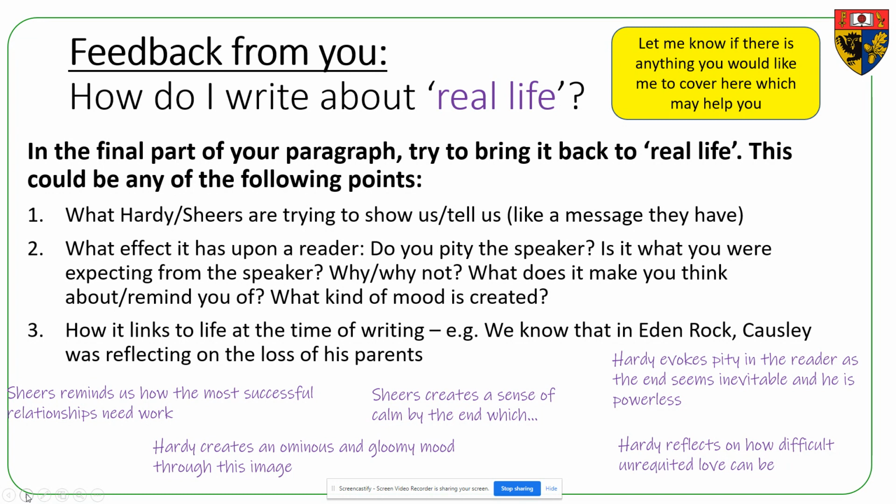So Shears reminds us how the most successful relationships need work. Hardy creates an ominous and gloomy mood through this image. Shears creates a sense of calm by the end, which Hardy evokes, so that all evokes means is to kind of draw out of someone. So Hardy draws out pity in the reader. Hardy evokes pity in the reader as the end seems inevitable and he is powerless. And Hardy reflects on how difficult unrequited love can be. So feel free to use and steal those sentences, guys. You can pop them into your answer if you need to.